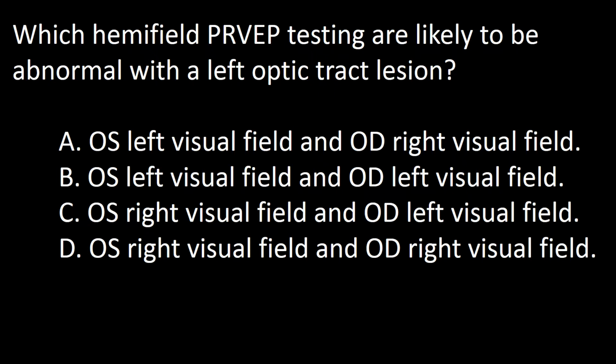Next question. Which hemifield of pattern reversal visual evoked potential testing are likely to be abnormal with a left optic tract lesion? A. OS left side visual field and OD right side visual field. B. OS left visual field and OD left visual field. C. OS right visual field and OD left visual field. D. OS right visual field and OD right visual field.